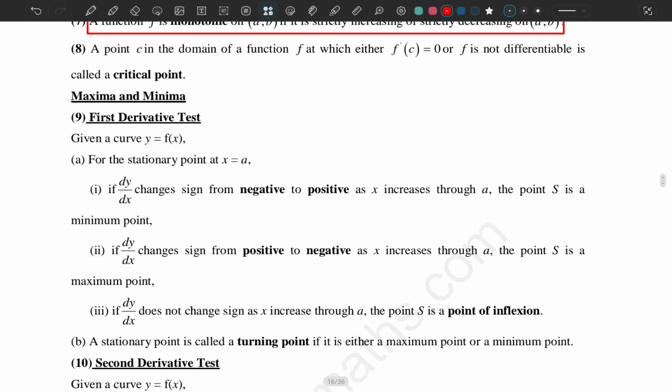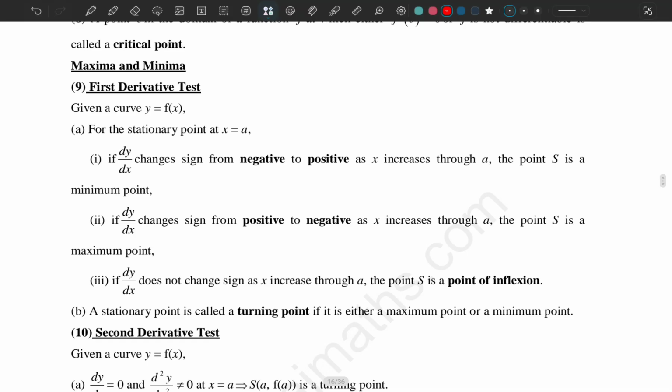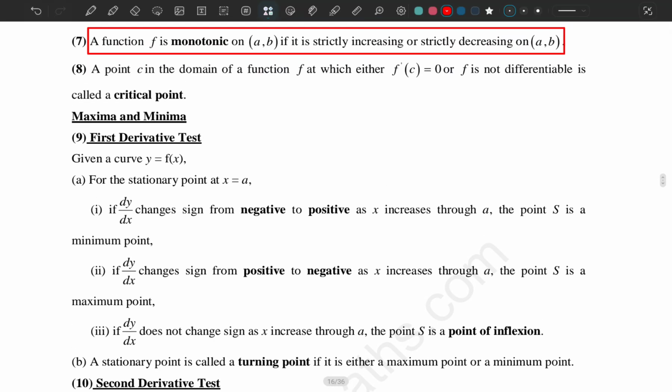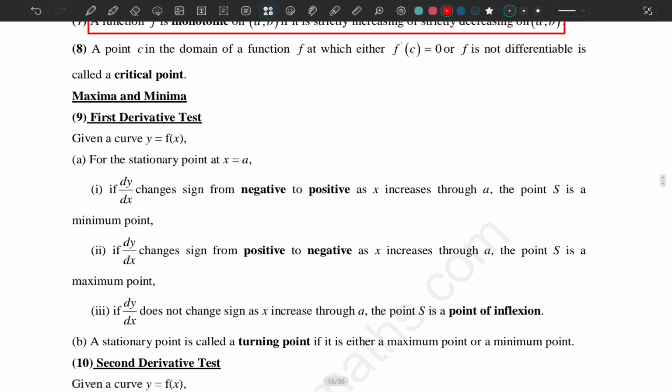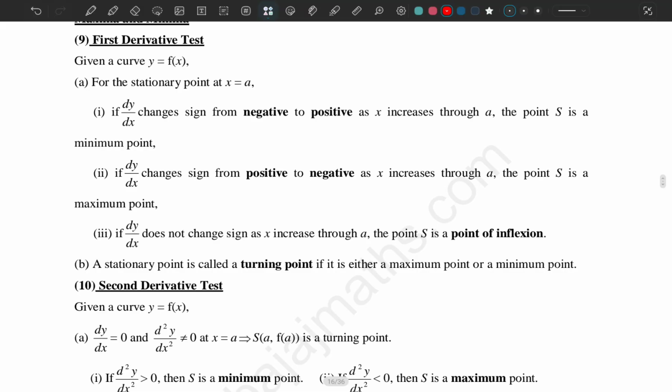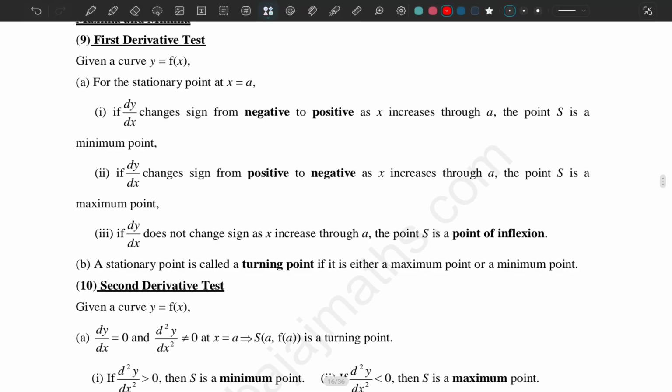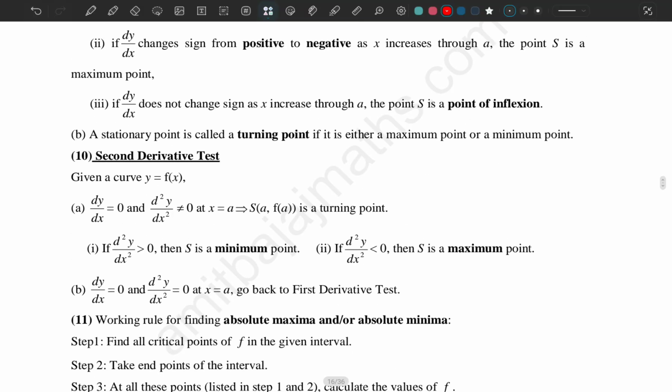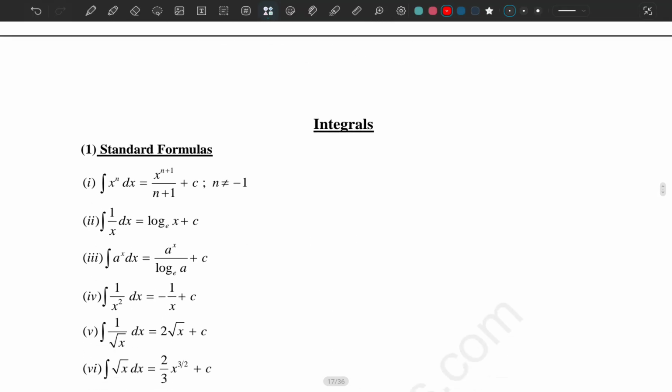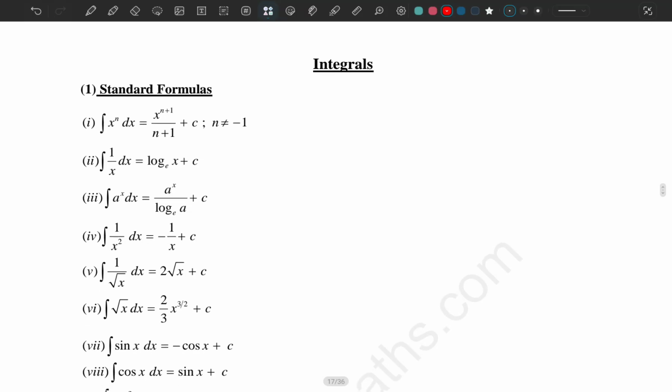Okay, and now if you talk about maxima and minima, take the derivative of your function and check the values at which it is going to be 0. From there you can find the points of maxima and minima. That's it. Now we're heading towards integrals.